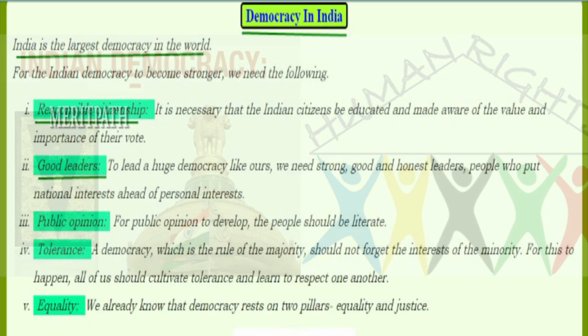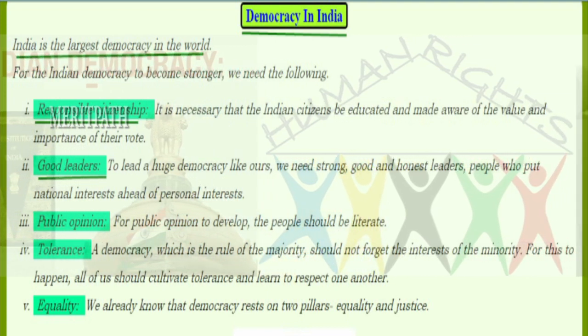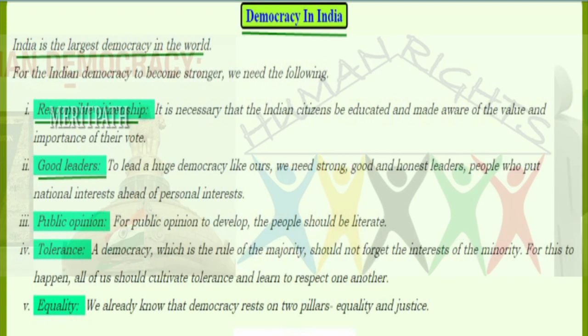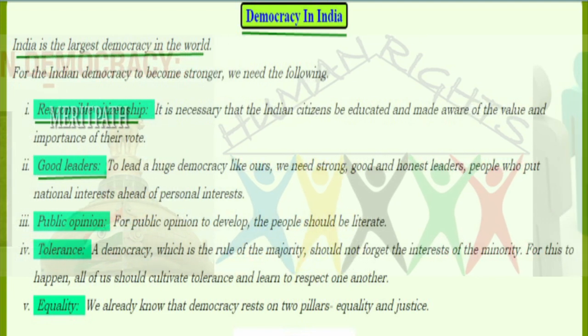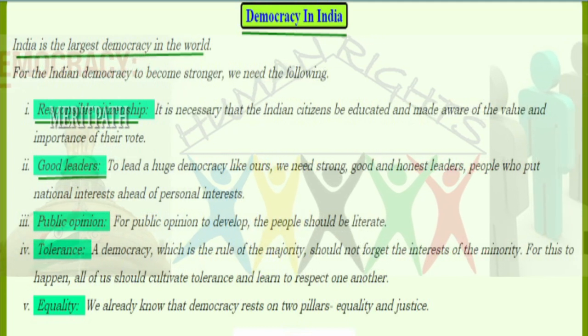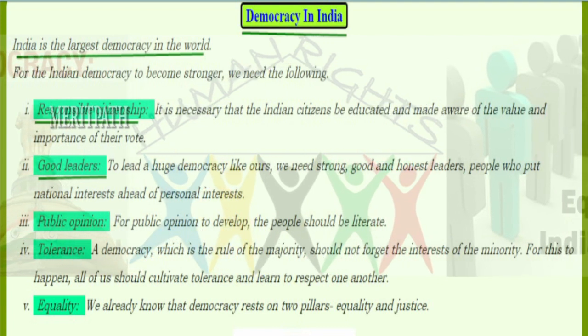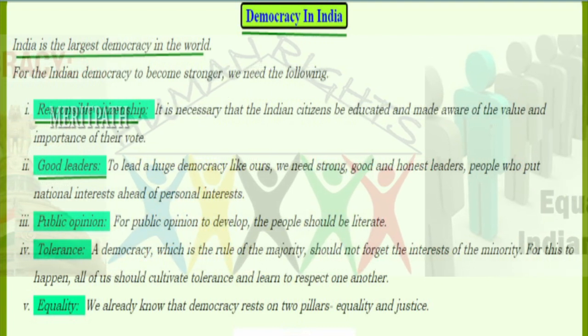Democracy in India. India is known as the largest democracy in the world, and for the Indian democracy to be stronger, we need the following things. First is responsible citizenship. It is necessary that all the Indian citizens must be educated and aware of the value and importance of their vote.